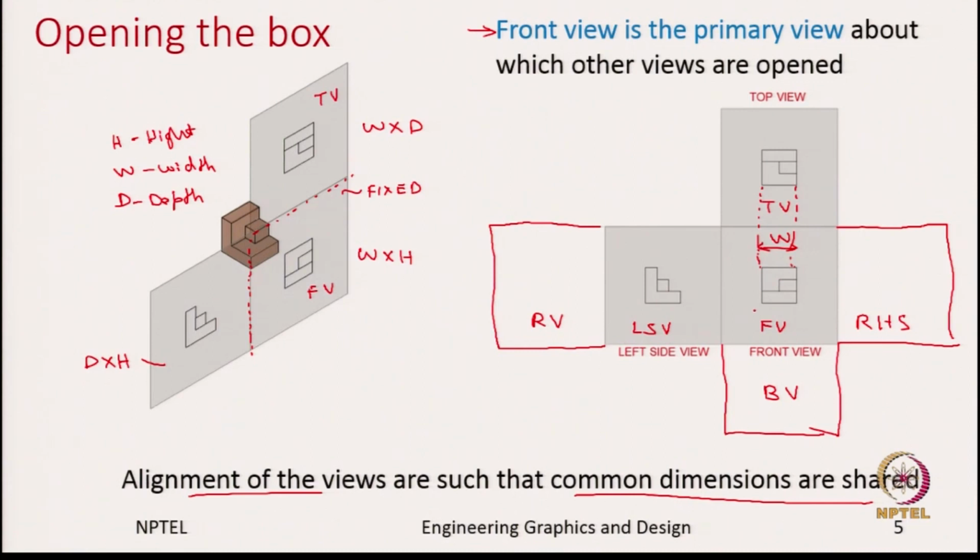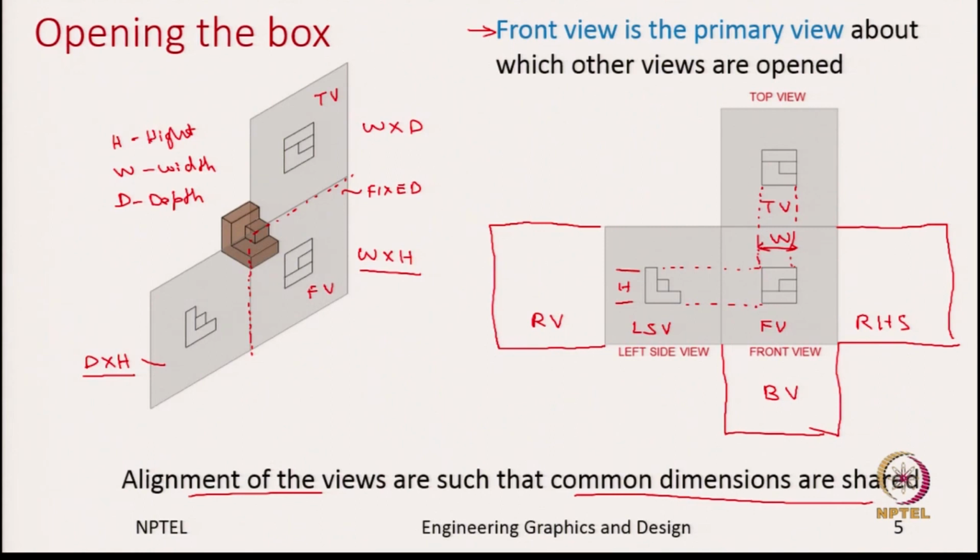Similarly, if we now pick the front view and the left side view, what is common between them? The front view we said is width and height, and side view we said is depth and height. So, which one is common? The height is common. If you extend these lines, as we know this is the height of the object, and these lines are perfectly aligned between the front view and the side view.